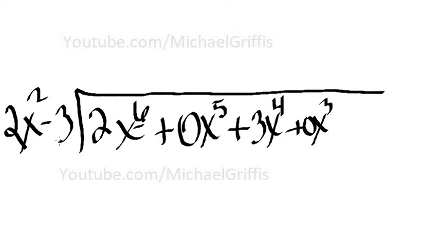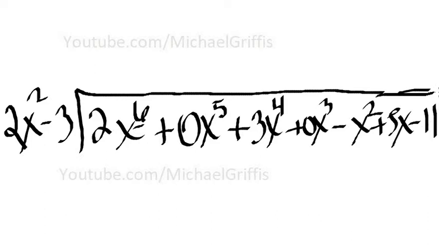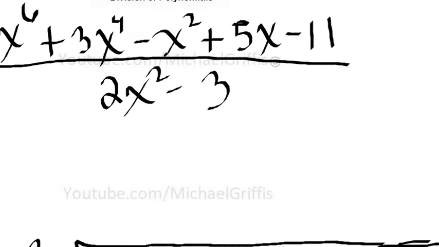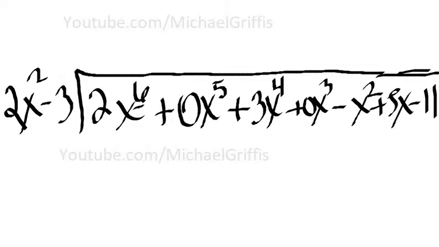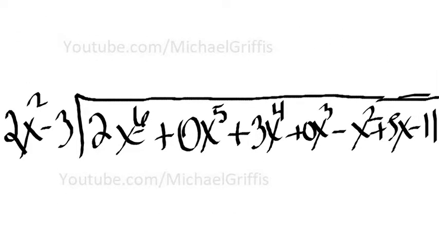Okay, where was I at? Minus x squared and plus 5x. Barely have enough room. Minus 11. Let's go back up here, make sure we got all that. Okay, here we go.